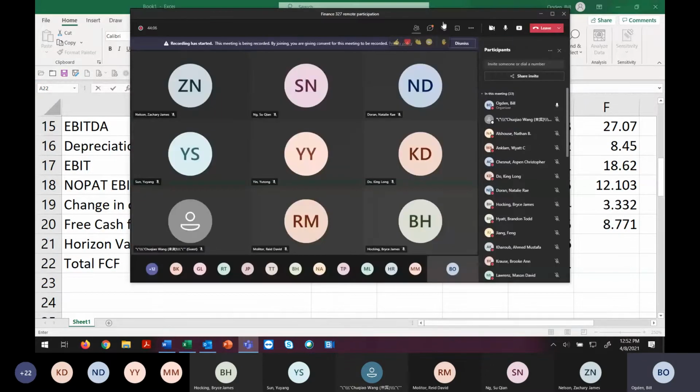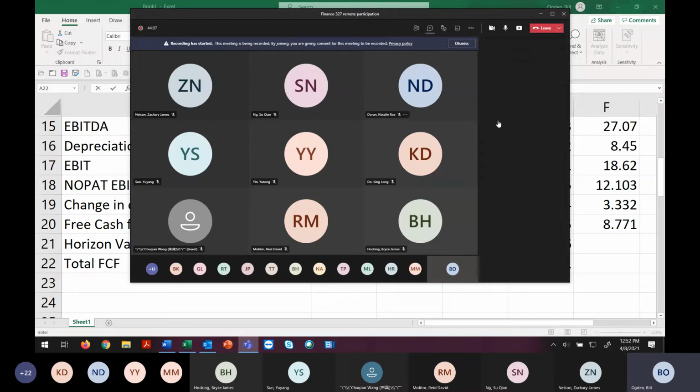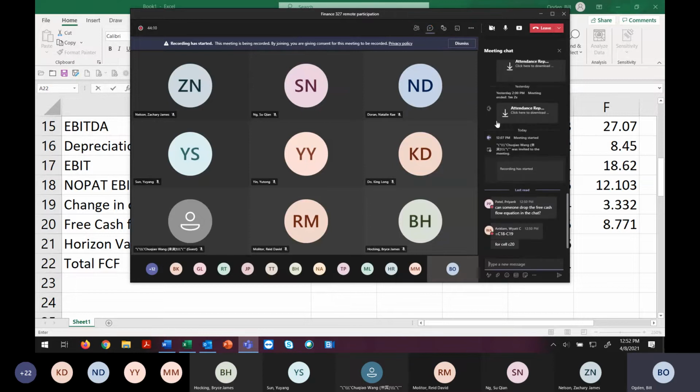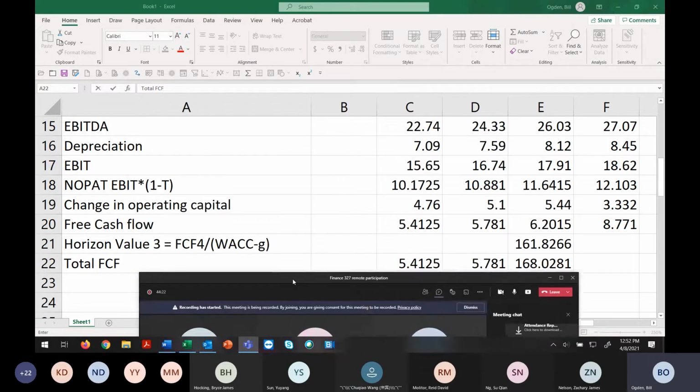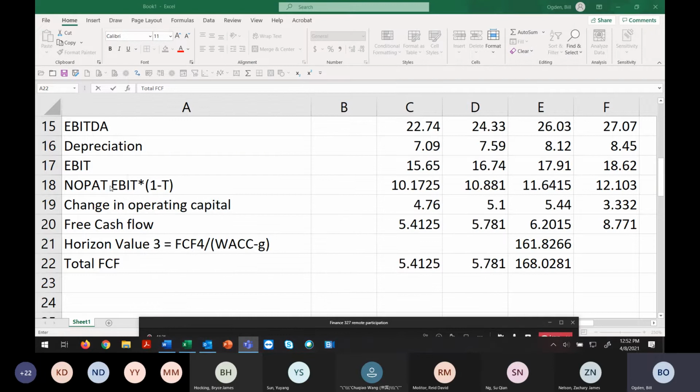How are we doing? Let me see the chatteroos here. Okay, you want the free cash flow? It's just free cash flow is NOPAT. Do I have it on there? Don't I? Yeah, it's right there. EBIT times 1 minus T, that's the NOPAT.